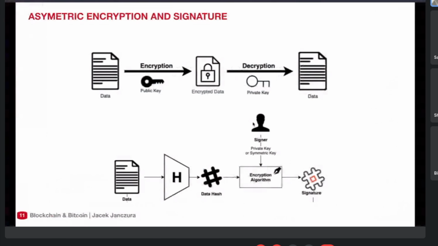That moves us to another important thing, which is signature. What is a signature? So we know already a hash.